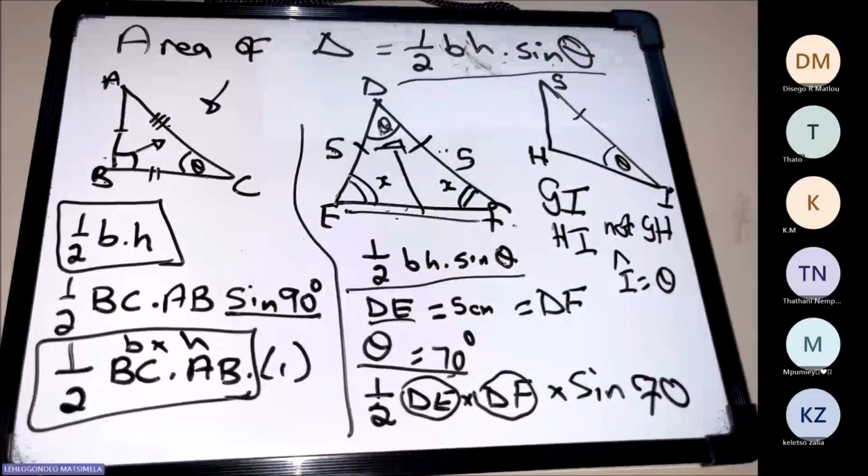Are we clear on that one? Yeah. So which means we pass on the area, right? Okay, let's go to the second part of it.